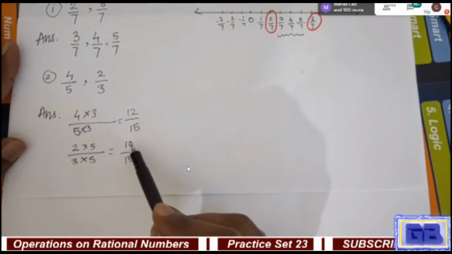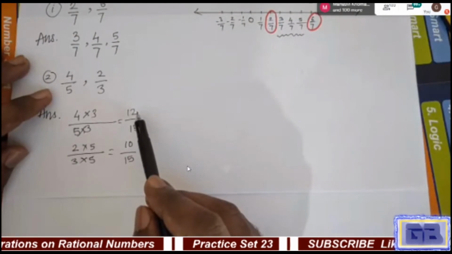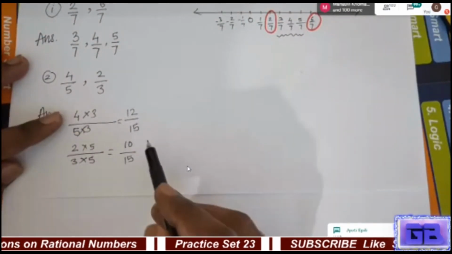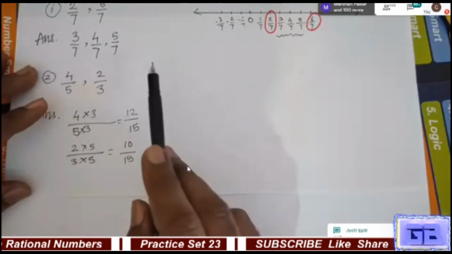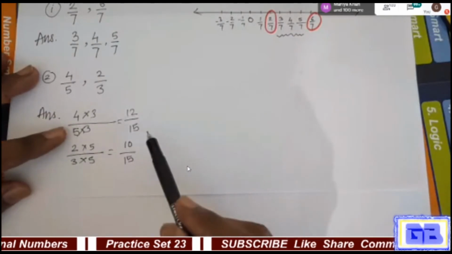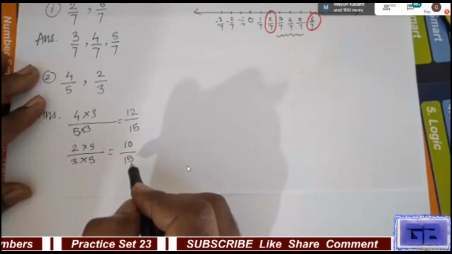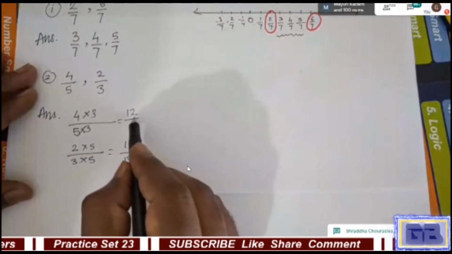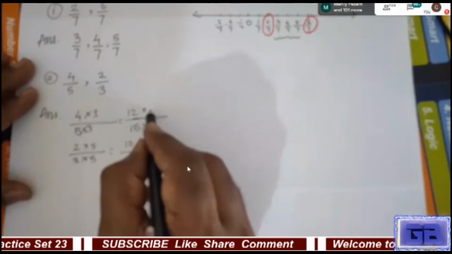But in between 10 and 12, how many rational numbers lie? Only one, that is 11 by 15. But the question is, we need 3 rational numbers. So what next thing do we have to do? We have to multiply these two fractions again with 2. So increase these lines and multiply with 2.